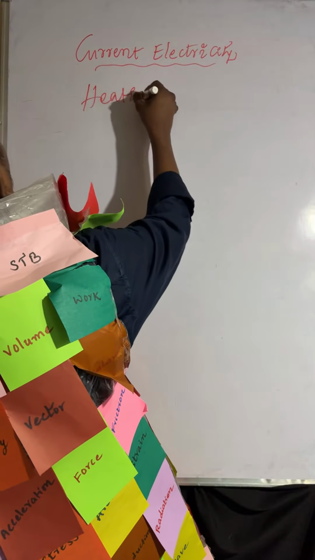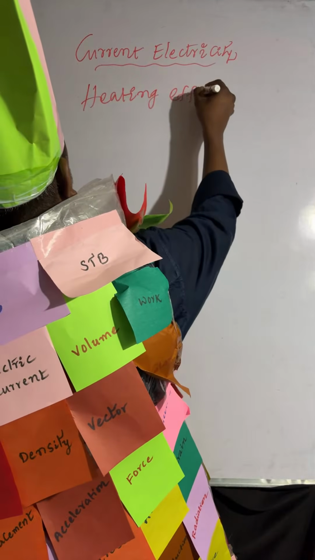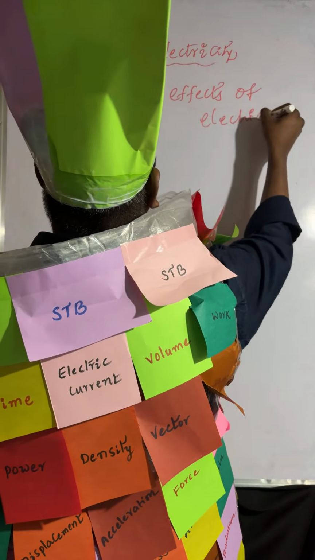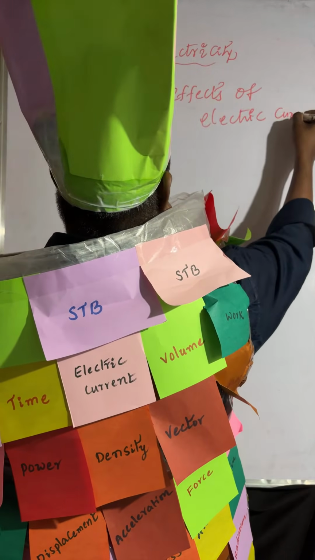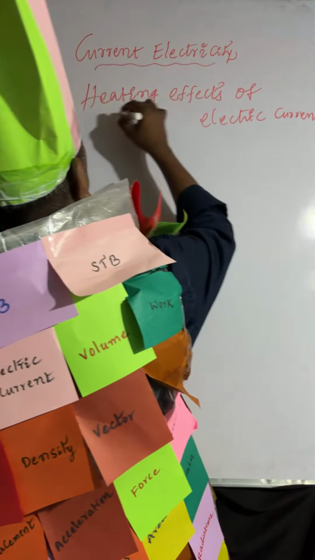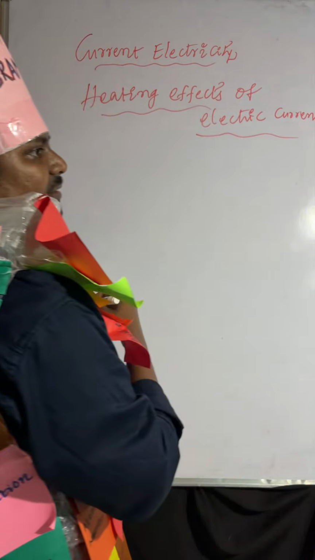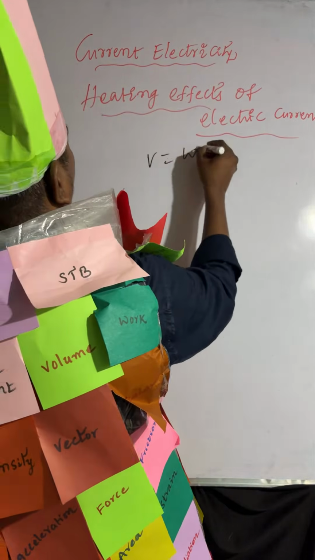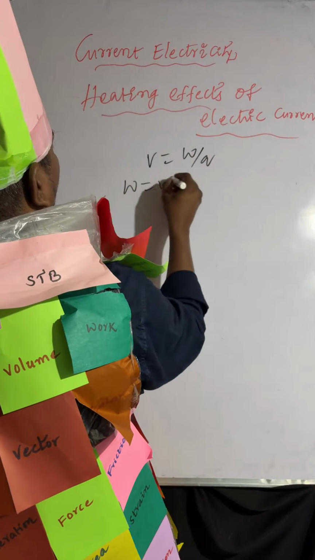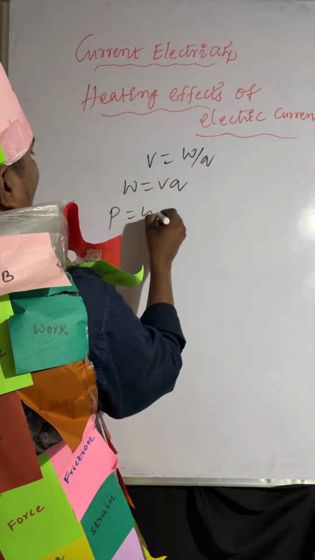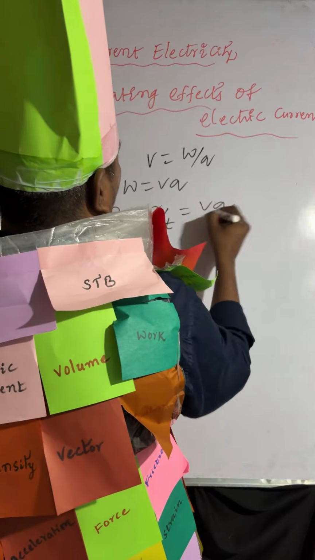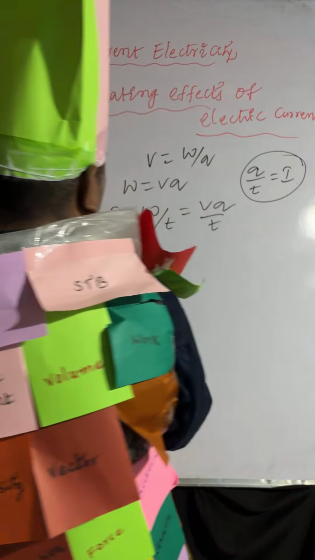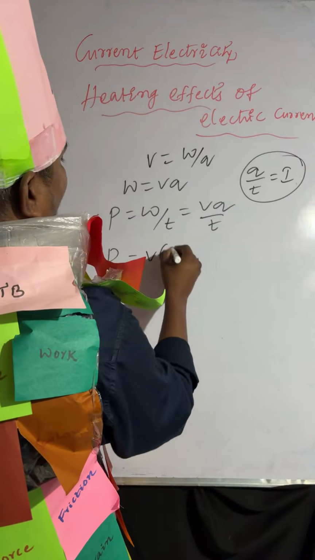Heating effects of electric current. So V equal to W by Q, W equal to V into Q. P equal to the rate of doing work, that is VQ by T. We know Q by T is current I. Then P equal to V into I.